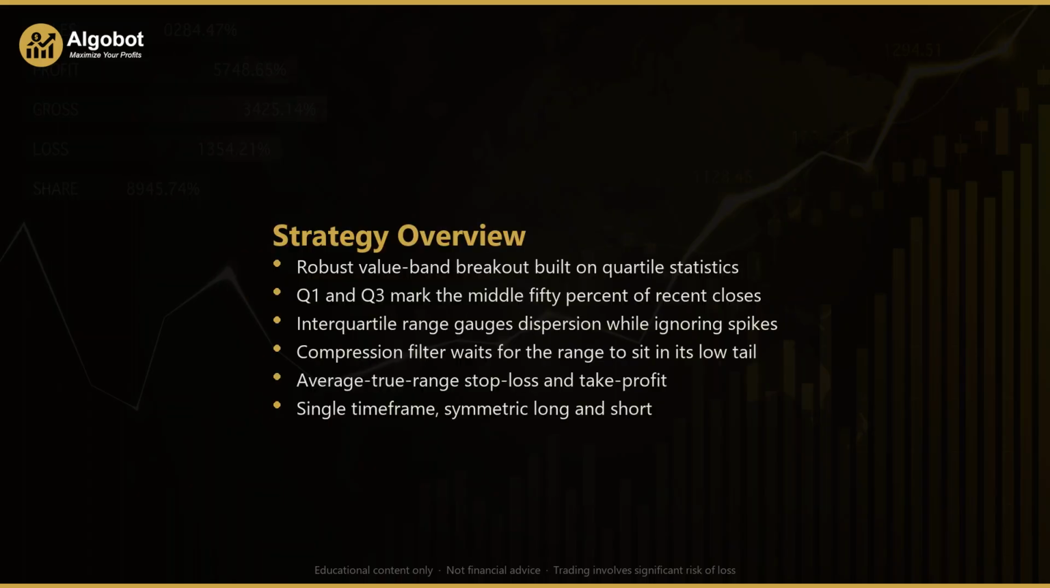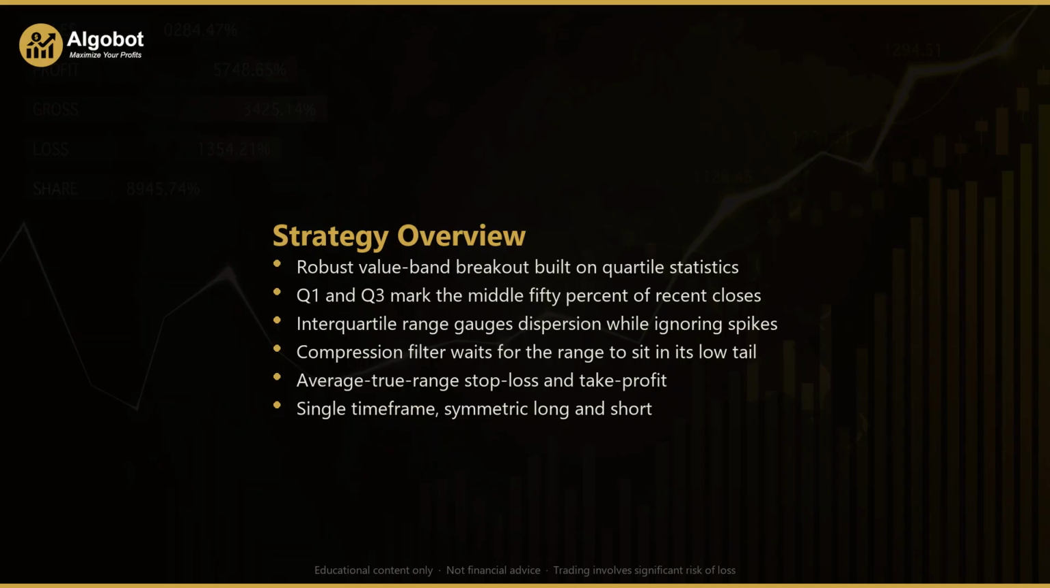Let's get started. So what exactly does the Interquartile Range Breakout Expert Advisor do? At its heart, this is a volatility compression breakout strategy, but with a robust, statistics-driven twist. Most squeeze detectors, like Bollinger bands, standard deviation, or plain average true range, can be fooled by a single dramatic candle. One oversized bar inflates the volatility estimate and hides a real consolidation. This strategy sidesteps that problem by measuring the body of the market using quartile statistics of the recent closing prices.